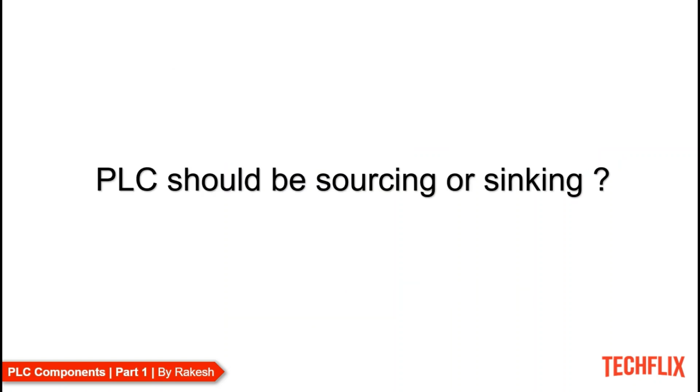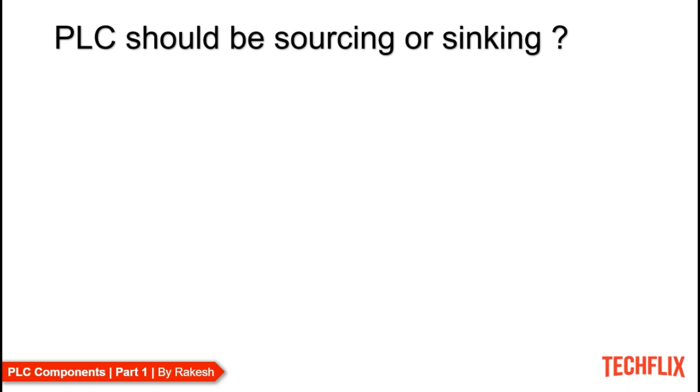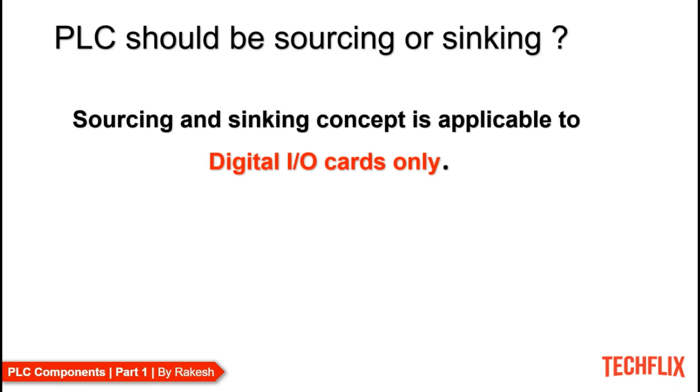Now, we know about the sourcing and sinking concept in PLC. But the question is how to use them, because either way would work. So, first of all, remember the sourcing and sinking concept only applies to DC power systems, and not AC power systems. The reason is very obvious: in AC the direction of current in the loop is alternating. So there is no sinking in the circuit.